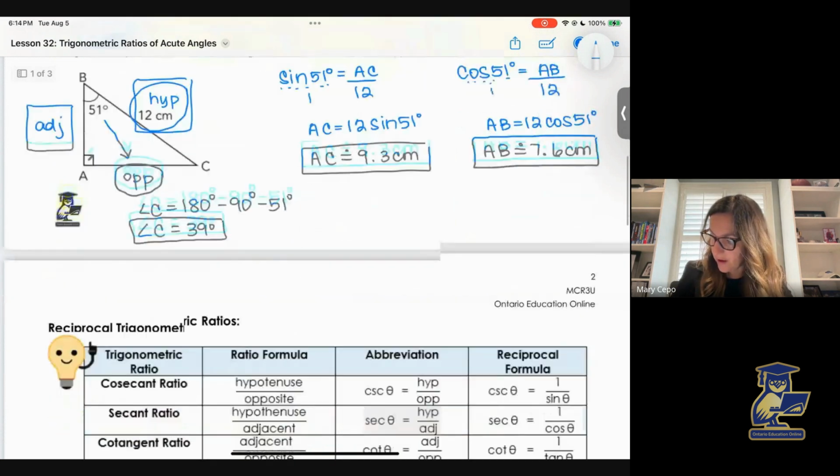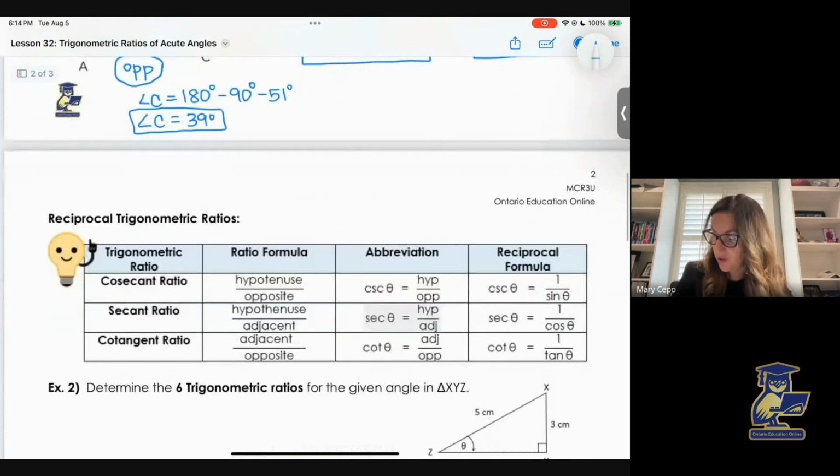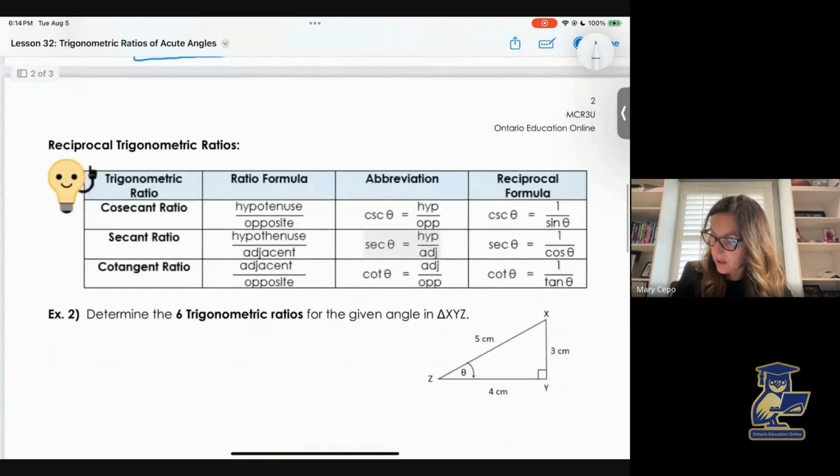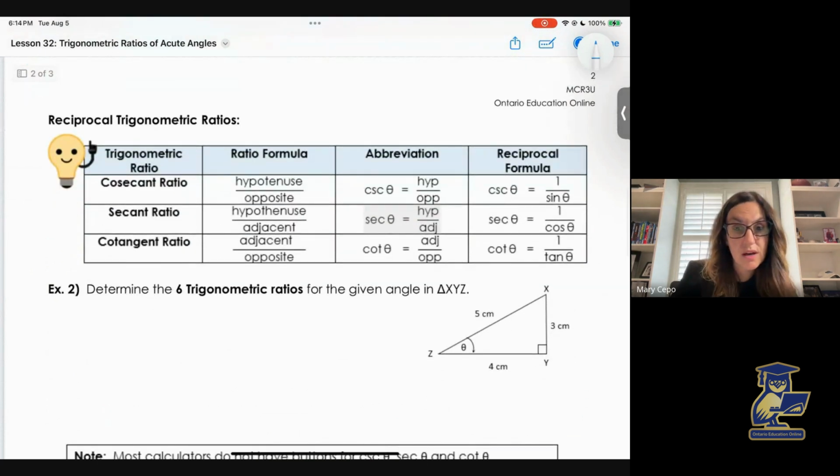Okay, we also have reciprocal trigonometric ratios. Now, the cosecant ratio is the reciprocal of the sine ratio. So sine we know is opposite over hypotenuse. So the reciprocal, which means we would just flip it, would be the cosecant ratio, which is the hypotenuse over the opposite side. That's why the reciprocal formula is cosecant theta equals 1 over the sine ratio, so 1 over sine theta.